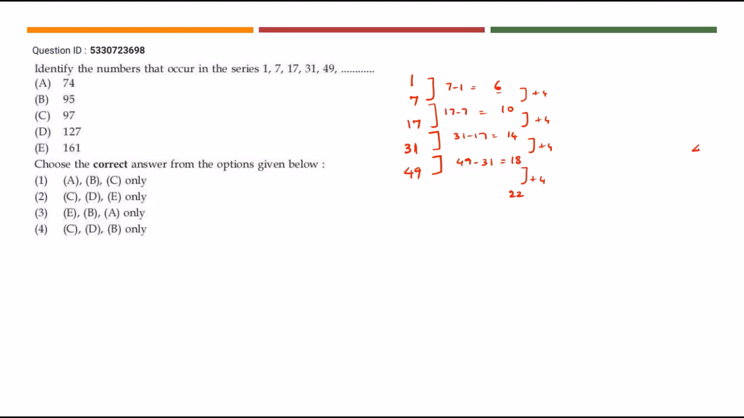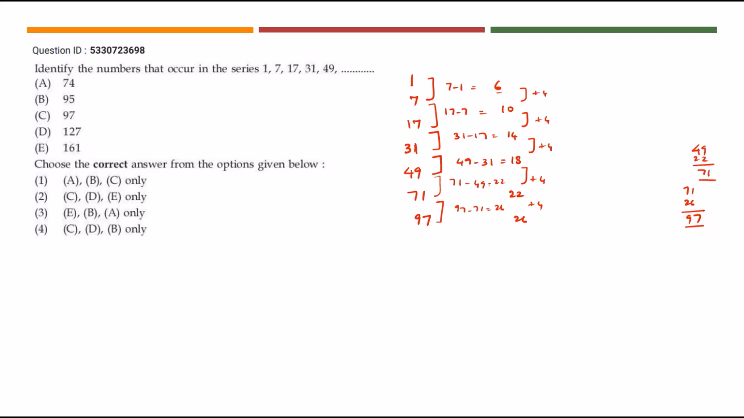So 49 plus 22 will give 71. The next term in the series will be 71. So now 22 plus 4 will give 26. Add 71 and 26, you will get 97. So the next term will be 97. When you subtract 71 and 49, you will get 22. When you subtract 97 and 71, you will get 26. This is how we are working out.